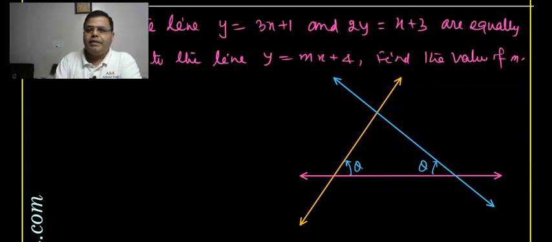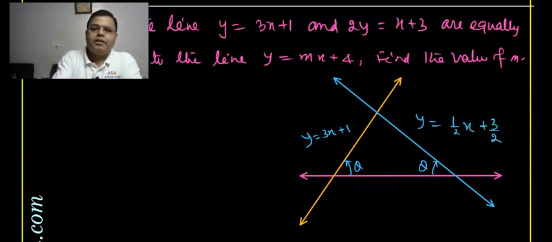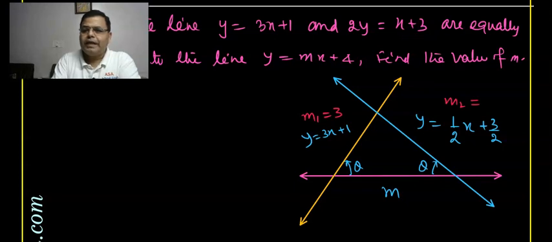Now the two lines: this line is already given, y is equal to 3x plus 1, and this line is 2y is equal to x plus 3, so y is equal to 1 by 2 x plus 3 by 2. So the slopes of the lines are given here. Say the slope of this line is m, and the slope of the first line is m1, which is 3, and m2 here is 1 by 2. So if this is theta, then that will be minus tan theta.